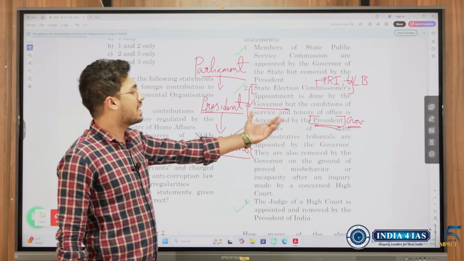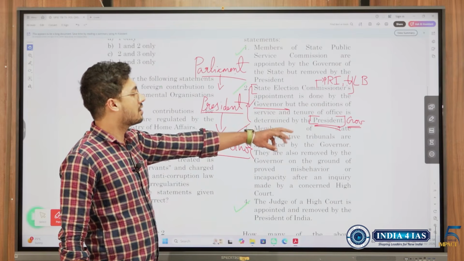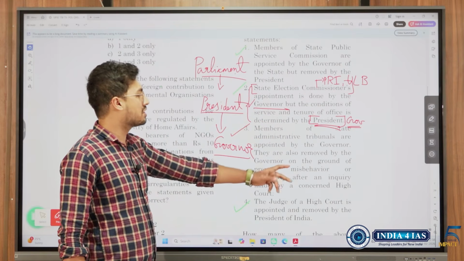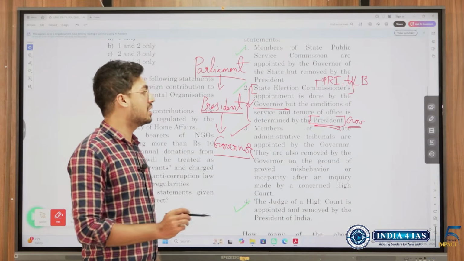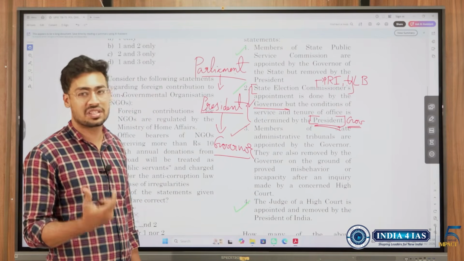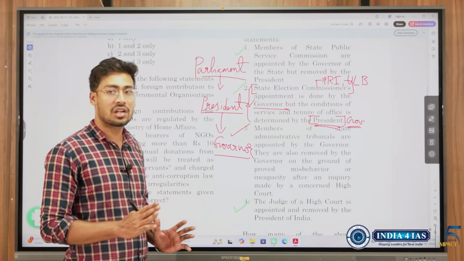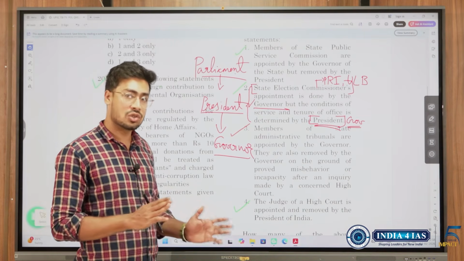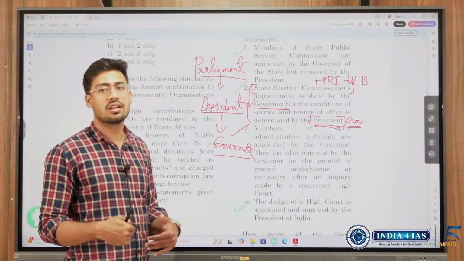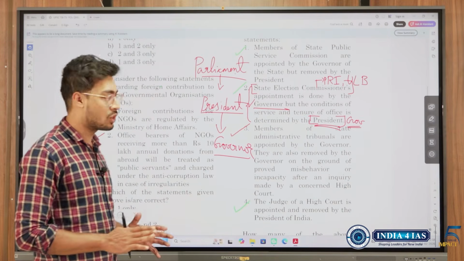So when you are studying also, when you study that the conditions of service and tenure of office of SEC is determined by the governor, just think why it is not president, because president cannot do all these things. He has a certain period of time where he has to manage all those things. So rather than president, this is what governor would do. You can remember it this way too.